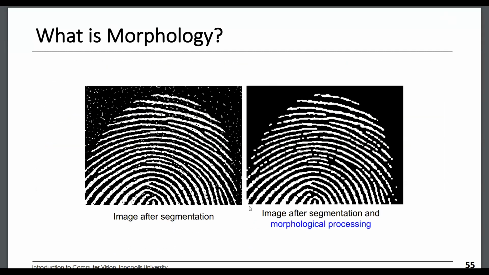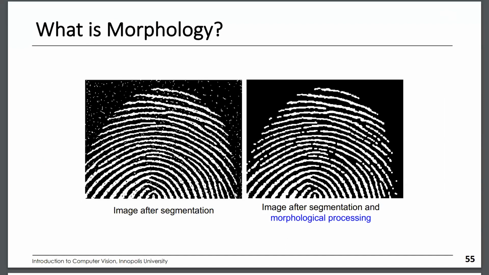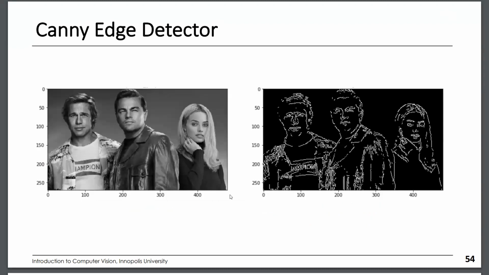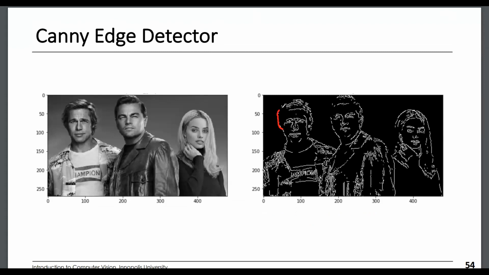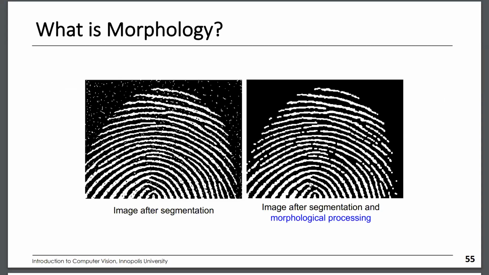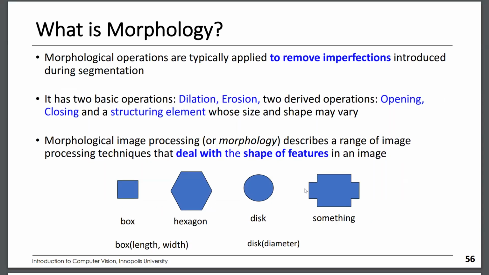Morphological processing. We're going to use this to remove the majority of these impurities in the image, right? So we have this, and if we could find an algorithm that connects the dots here and connects the dots here, that would help us get much better results overall. And this is what these morphological computations can give you, right?